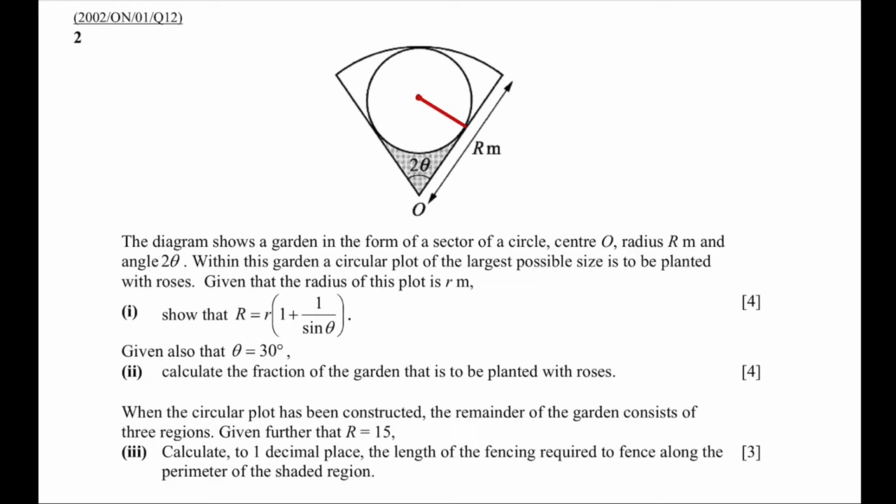This is a radius, right? So I label it as R. What happens when I have a radius and then a tangent over here? It forms a 90 degree angle. There you go. So this is a right angle triangle.